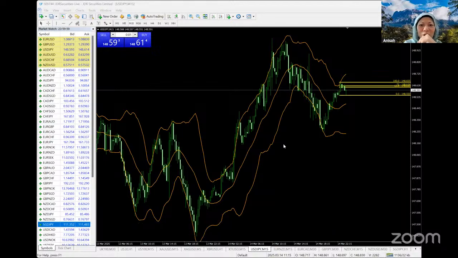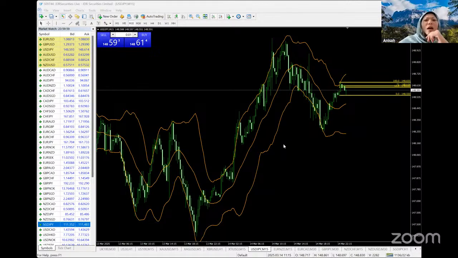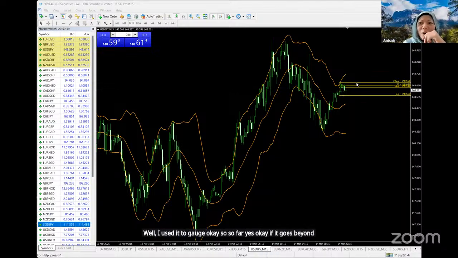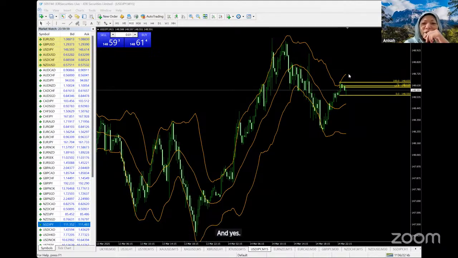Does using Bollinger Band to determine if price is extended work accurately for all time frames? Well, I use it to gauge. So far, yes. If it goes beyond 100, then the trend indicates that the reversal is not happening, but instead the price resumes the current trend. And yes, it works on all time frames. Euro USD. Okay, let's look at Euro USD.